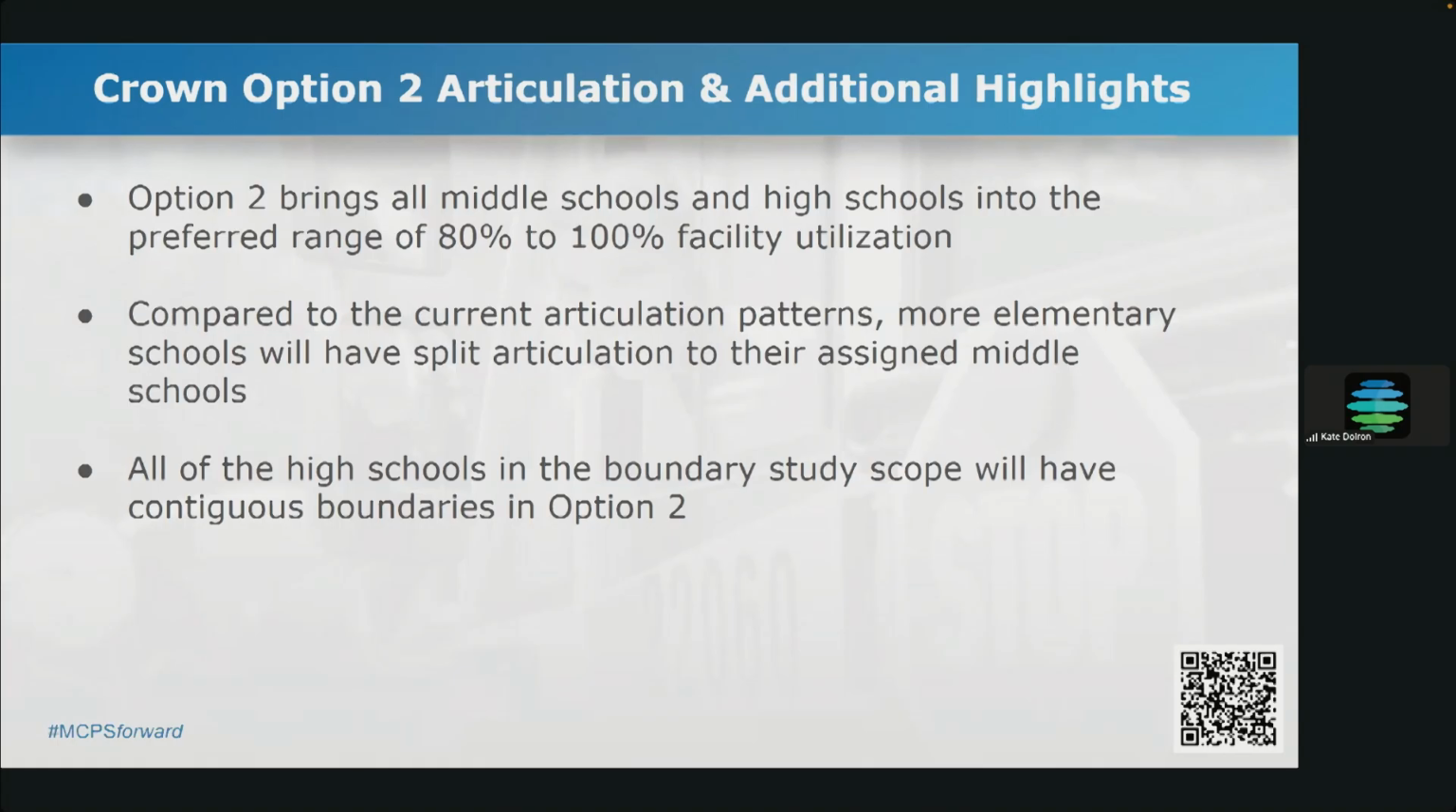The initial options webpage provides the current articulation pattern for all schools in the boundary study scope from elementary to middle to high school. So you can compare it to the articulation patterns to each initial option. And as a reminder, while elementary school assignments will not change, articulation patterns to those middle and high schools included in the boundary study scope can change.